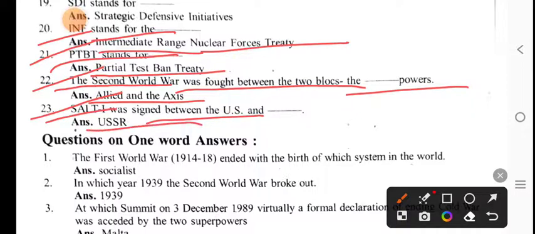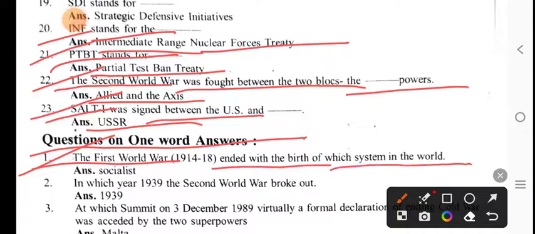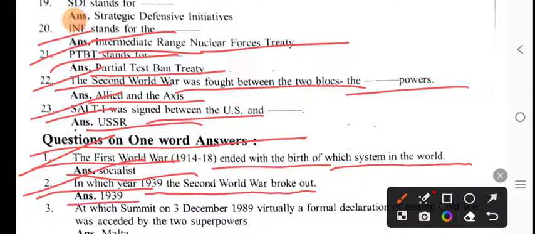Now we discuss one-word answer questions. The First World War, 1914-1918, ended with the birth of which system in the world? The socialist system. In which year did the Second World War break out? 1939.